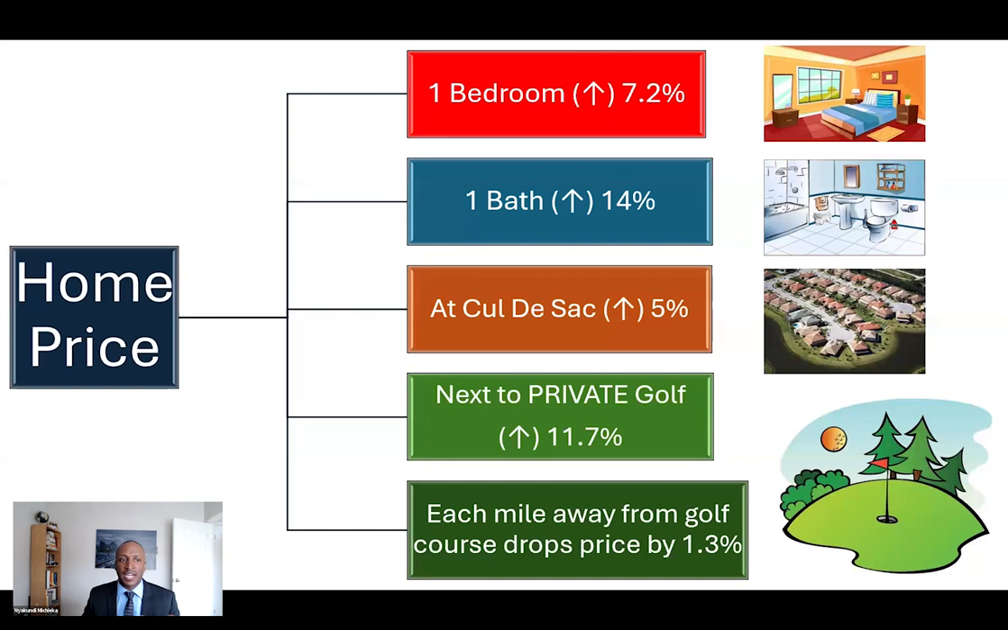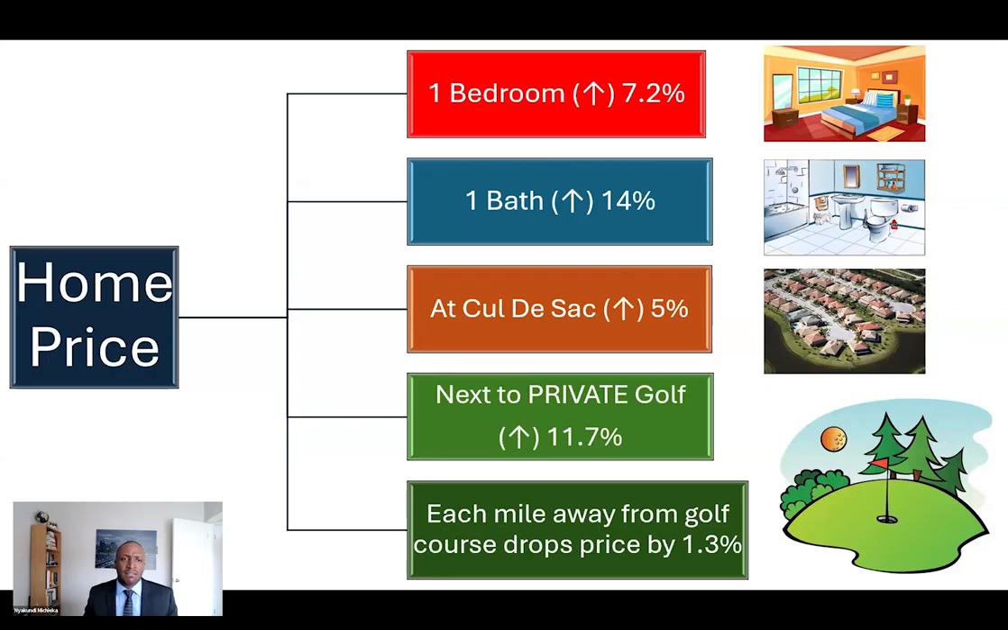So we found that each additional bedroom increases the value of the house by 7.2%. Each additional bathroom increases the value by 14%. If your house is at a cul-de-sac, the value goes up by 5%. And then if it's next to a golf course, there's an 11.7% increase in premium of the home, okay? So that's what our findings were.